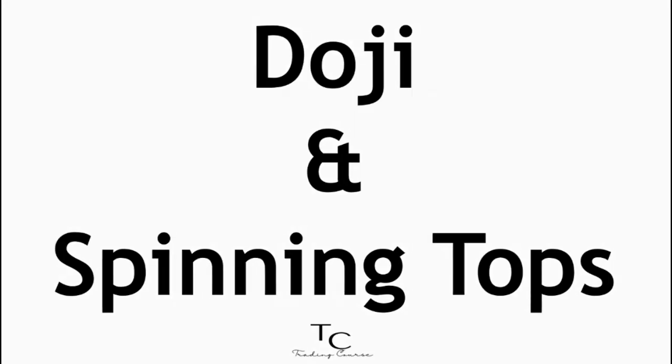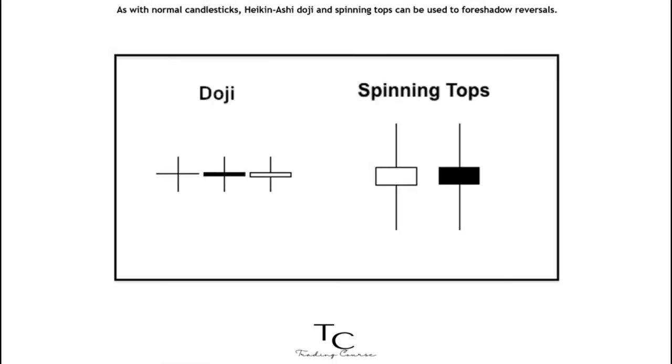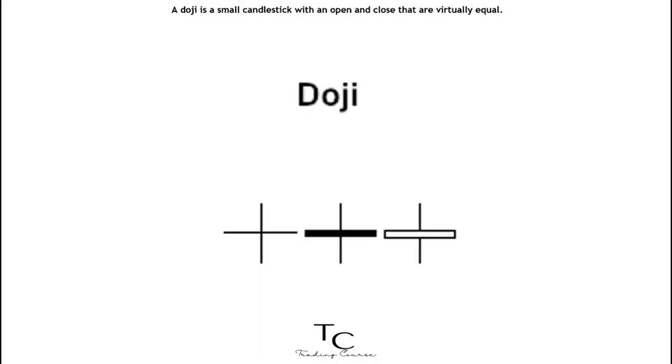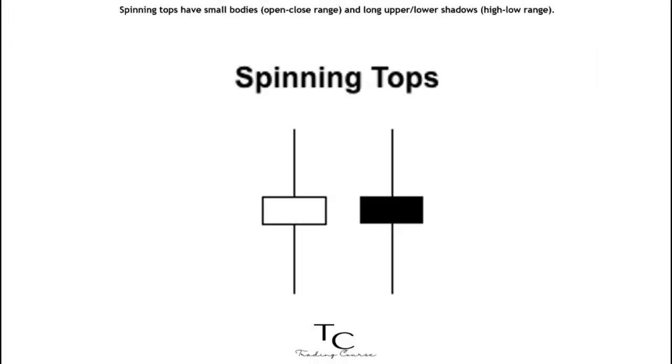Doji and spinning tops. As with normal candlesticks, Heikin Ashi doji and spinning tops can be used to foreshadow reversals. A Heikin Ashi doji or Heikin Ashi spinning top looks just the same as a normal doji or spinning top. A doji is a small candlestick with an open and close that are virtually equal. There are small upper and lower shadows to denote little price movement.